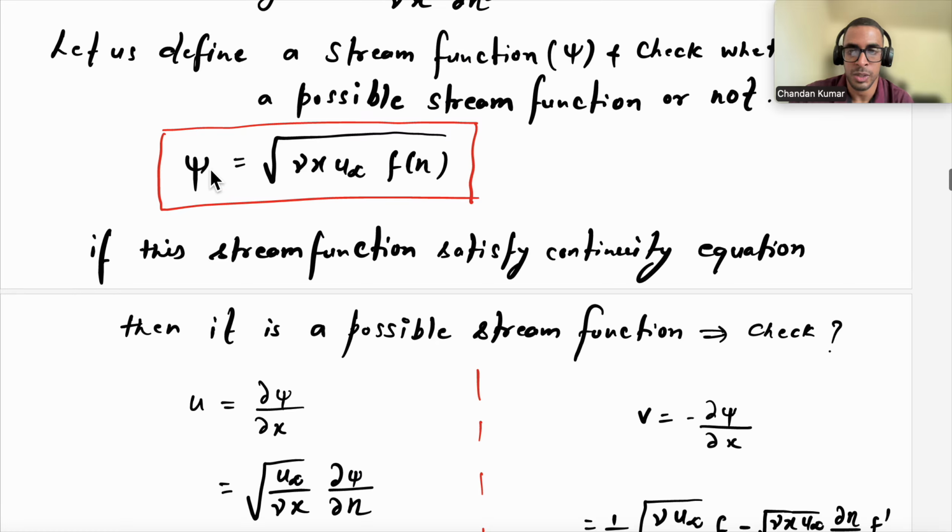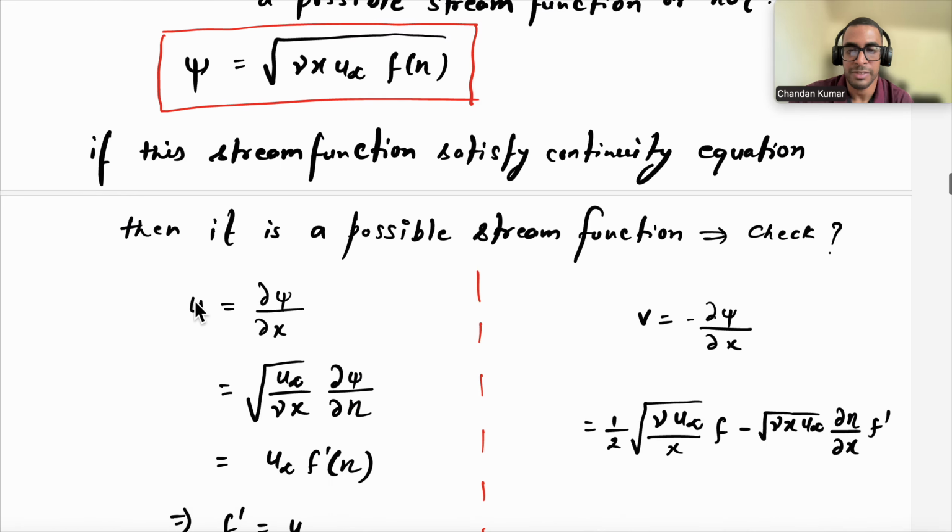So we assume a stream function in this form, and we define the streamwise velocity. This should be y rather than x, this is a typo. So here we take the derivative of the stream function with respect to y, that gives us the streamwise velocity, and when we take the derivative with respect to x, it gives the wall normal velocity.